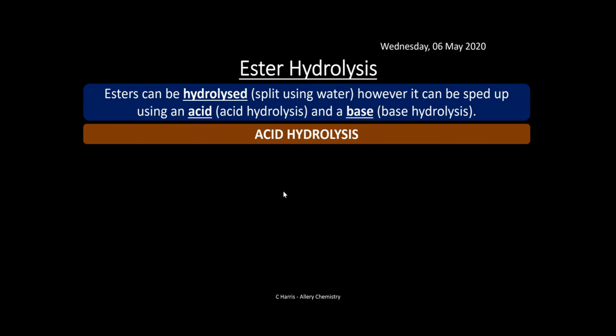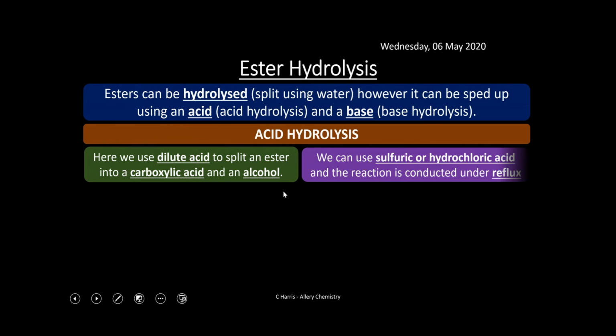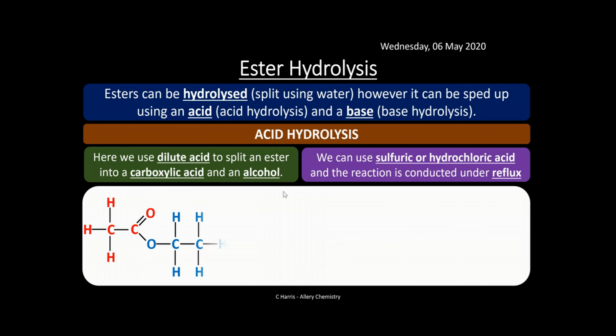So let's look at acid hydrolysis first. Here we're using dilute acid to split the ester into a carboxylic acid and alcohol. All this means is we're just going backwards, reversing the reaction. We can use sulfuric or hydrochloric acid, and it must be conducted under reflux because they've got some volatile compounds here and we don't want any lost.